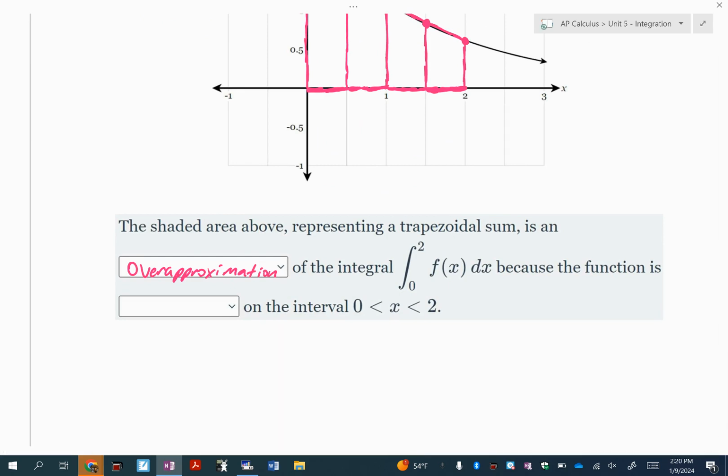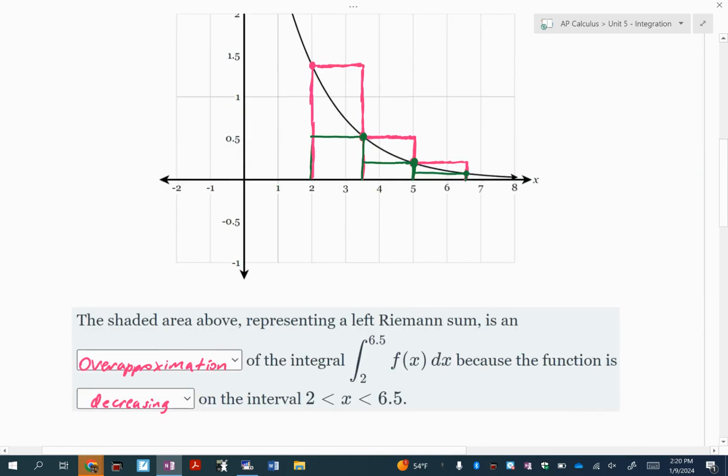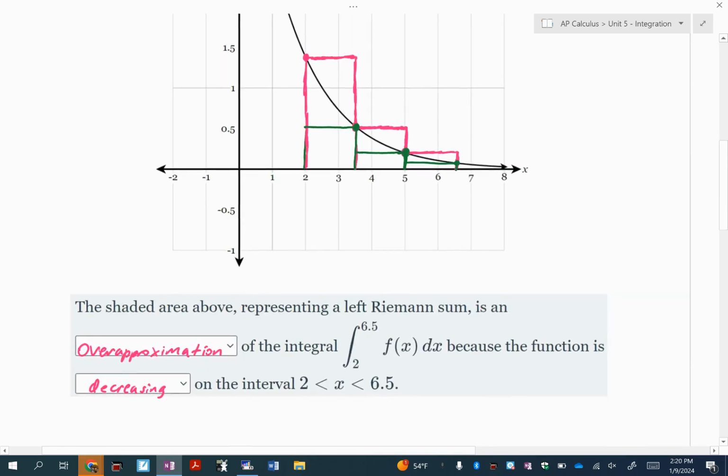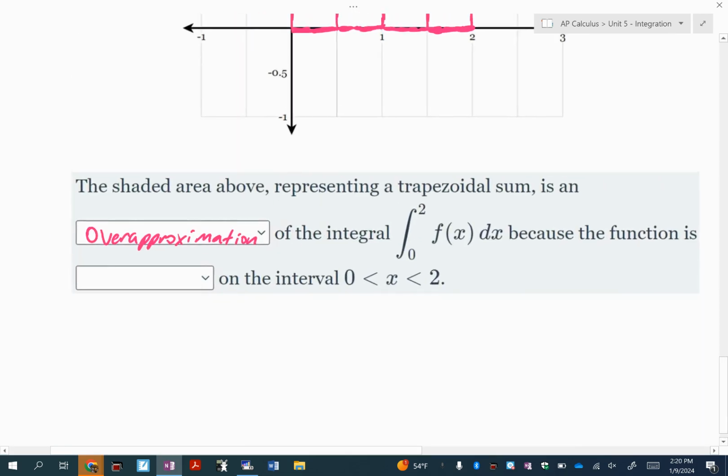All right, now here's the curveball. Remember, how did we determine that answer on this first one? What did we put for our reasoning? We put decreasing. So when you do the left and the right Riemann sums, you're going to put increasing or decreasing. But when you do the trapezoids, you're not going to do increasing or decreasing.